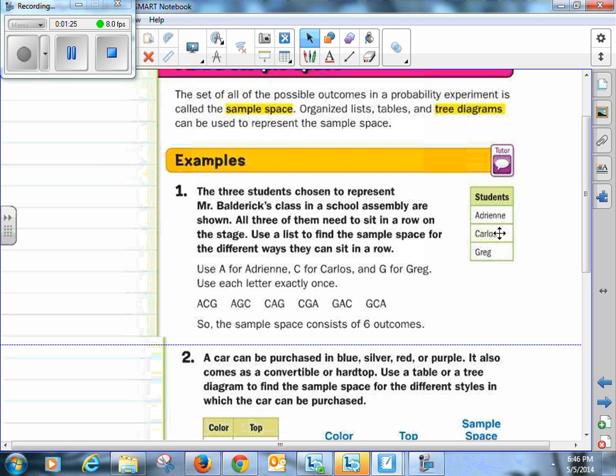Now we're going to start with C. C, A, G, or C, G, A. And then for the last 2, we start with Greg or G. G, C, A, or G, A, C. So in this way, we come up with an organized list. We see that there are now 6 possible outcomes. So when we go to find probability, we know that it's the number of favorable outcomes over the number of possible outcomes, and we know that the possible outcomes is 6.